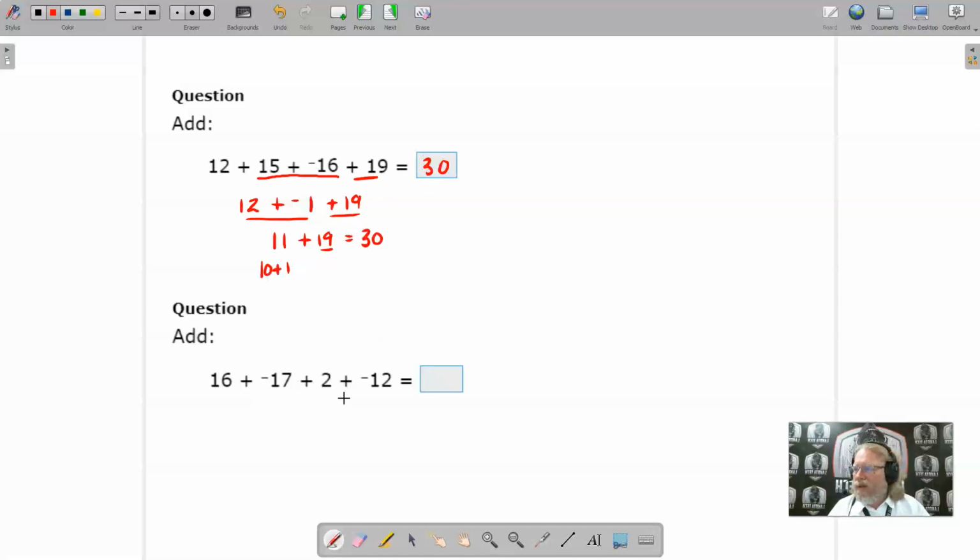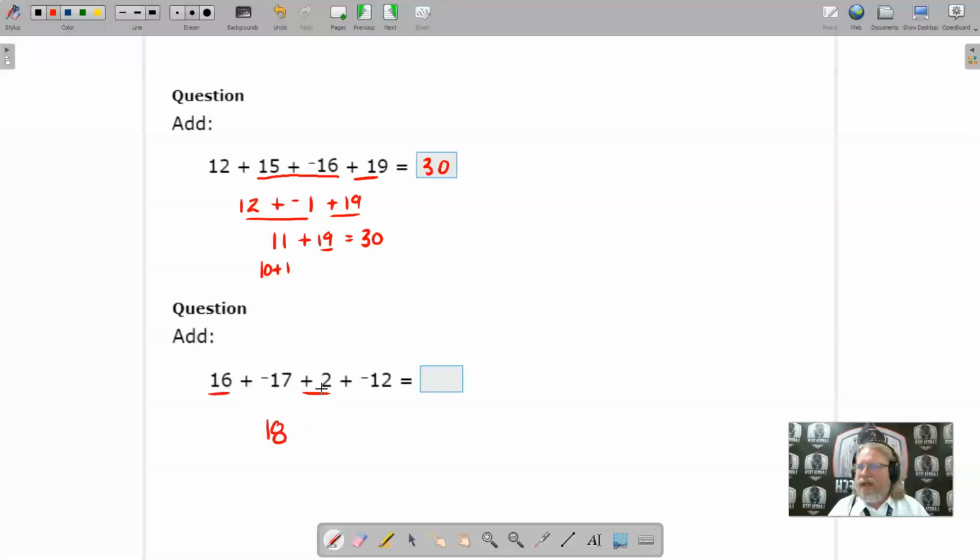On the next one here, I'm looking for some easy ones to pair up. Now what I could do is, let's try this strategy. Let's take the 2 positive numbers. Let's take 16 and 2 and put those together to get 18. Same sign, right? So the answer is going to be positive.